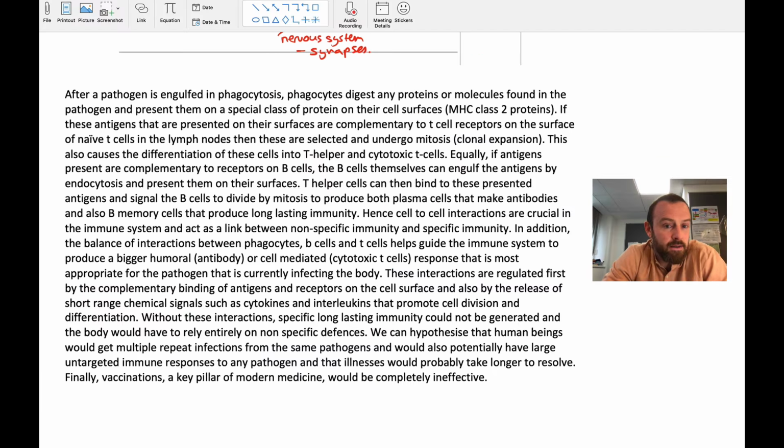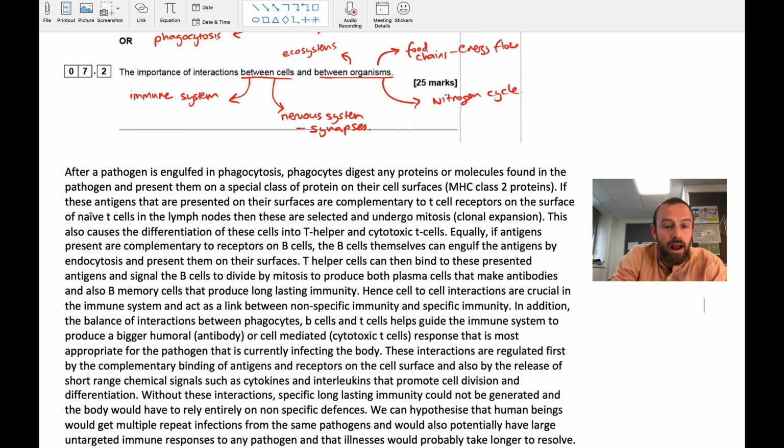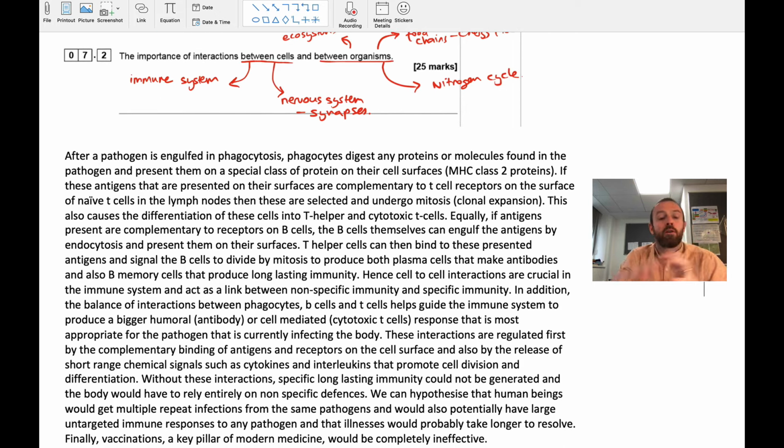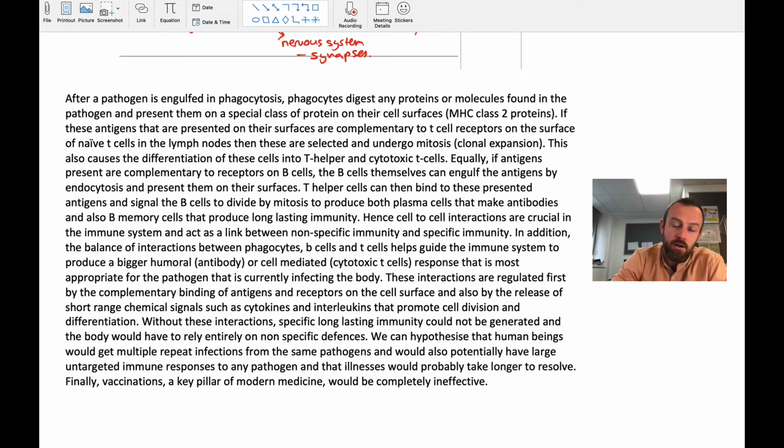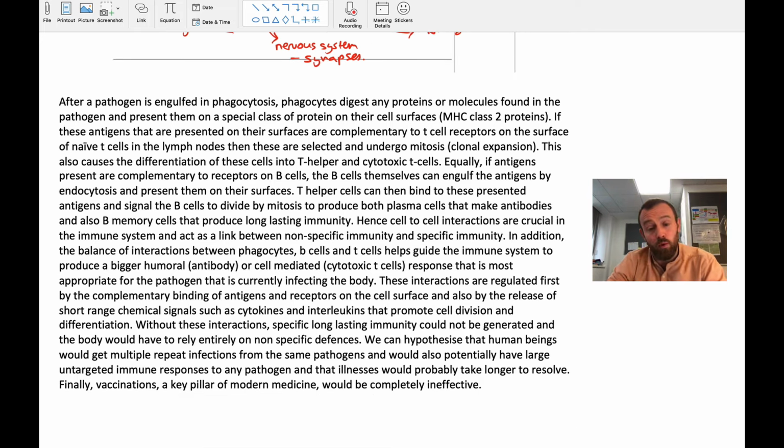Okay, so here is my second draft of my paragraph talking about the importance of cell-to-cell interactions within the immune system. So I'm going to pause, or you should pause, read this, and see if you can figure out where I'm using keywords, where I'm emphasizing my AO1, my content knowledge, and where I'm emphasizing the AO2, the importance of this. Once you've done that, we'll annotate together. Okay, have a go.